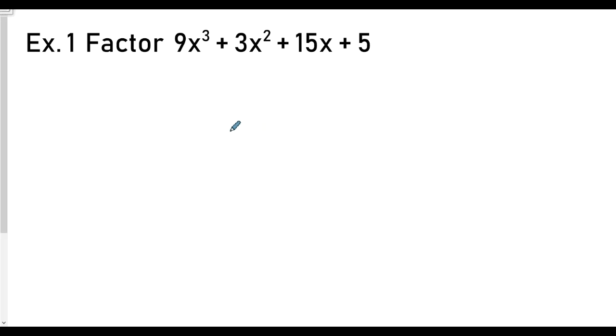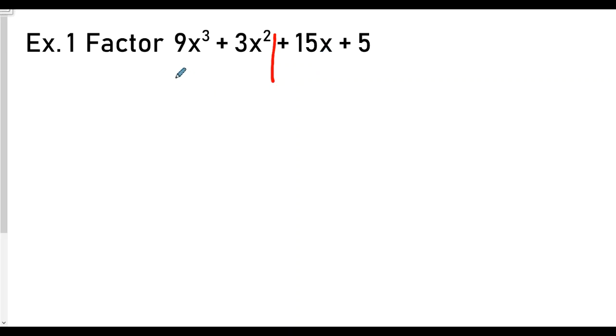The first thing I want to do is see, is there a GCF? Well, 9, 3, 15, and 5 are all relatively prime, so no luck there. But if I'm going to factor by grouping, I can divide it up into 2 sections. Normally when this is written this way, we can divide it up into left and right, and we don't have to manipulate too much, all right?